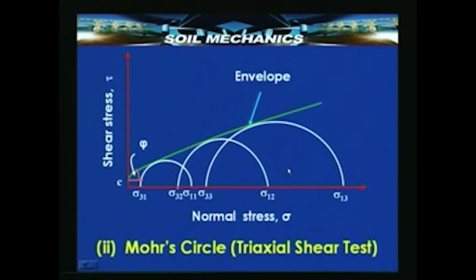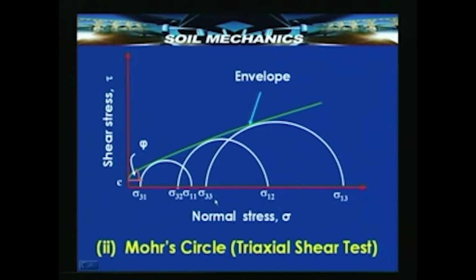In the case of Mohr circle for a triaxial shear test, we generally do at least three tests and plot 3 more circles and draw a common tangent from which we get the normal and the shear stresses, the shear strength parameters.